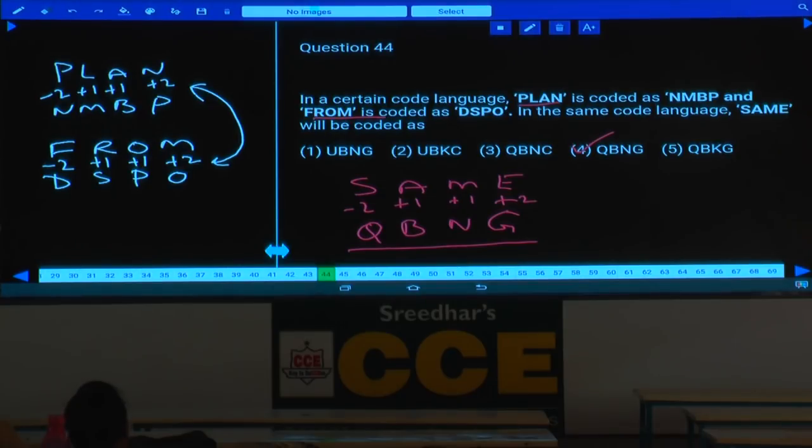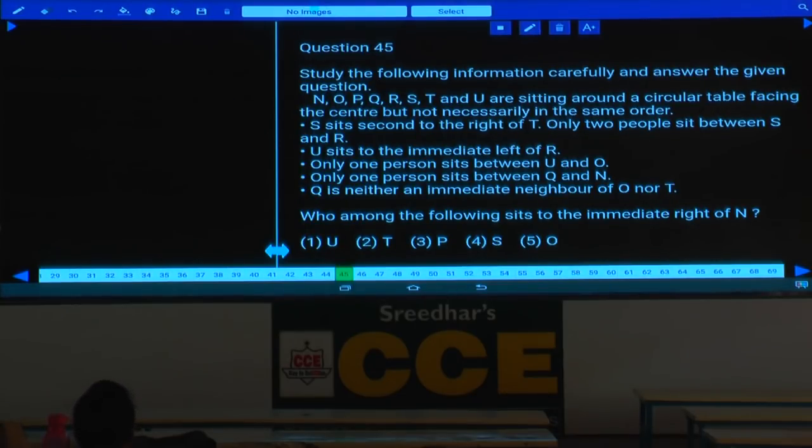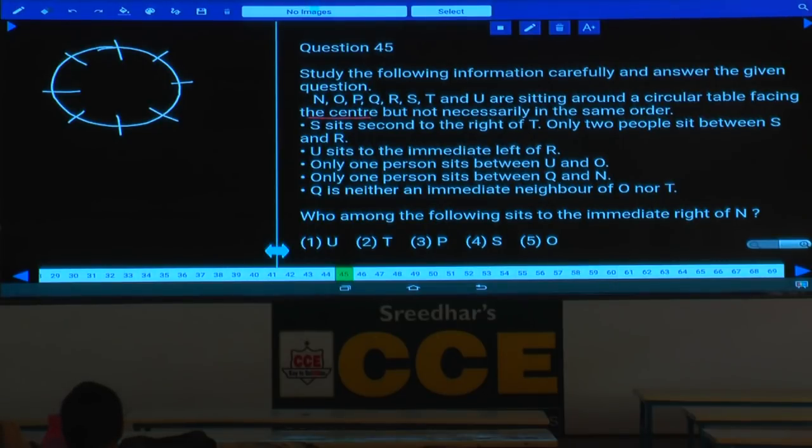Then coming to question number 45. Now 45 to 49, these 5 questions are based on a circular arrangement. Now tell me how many people are there? N, O, P, Q, R, S, T and U are the 8 persons who are seated around a circular table facing the center. Now 1, 2, 3, 4 and 5, 6, 7, 8, 8 persons. And all these persons are facing the center, clearly specified, and S sits second to the right of T.